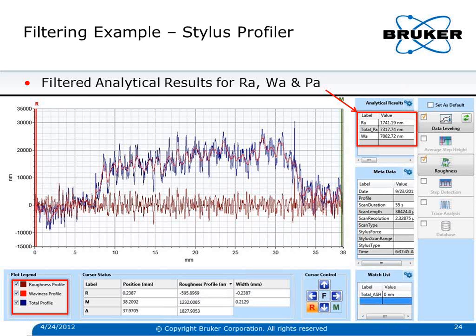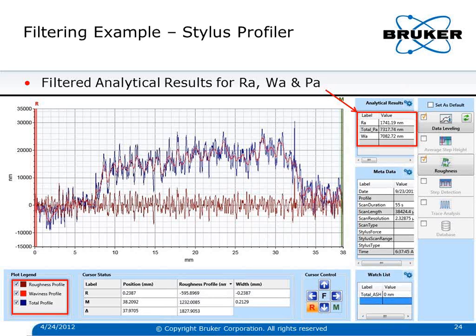Now, even though the same calculation is used for each one of those, the filtering that's applied is slightly different so that we get different results. So you see the RA is about 1,700 nanometers, while the WA is over 7,000 nanometers. So by applying the filters and using the same calculation, we get different numbers. So this is typically how a system like the Dektak XT is used to get the information that a customer needs using a stylus profile.